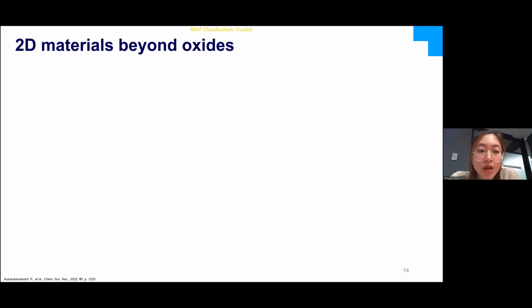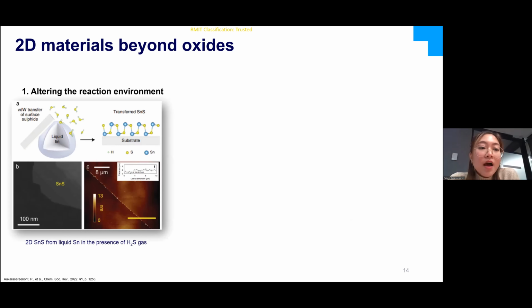So not only 2D oxides can be obtained with these techniques, but also other compounds as well. The way we can synthesize these 2D compounds is, first, by altering the reaction environment. As shown here, we have synthesized tin sulfide from liquid tin in the presence of H2S gas, instead of oxygen environments.